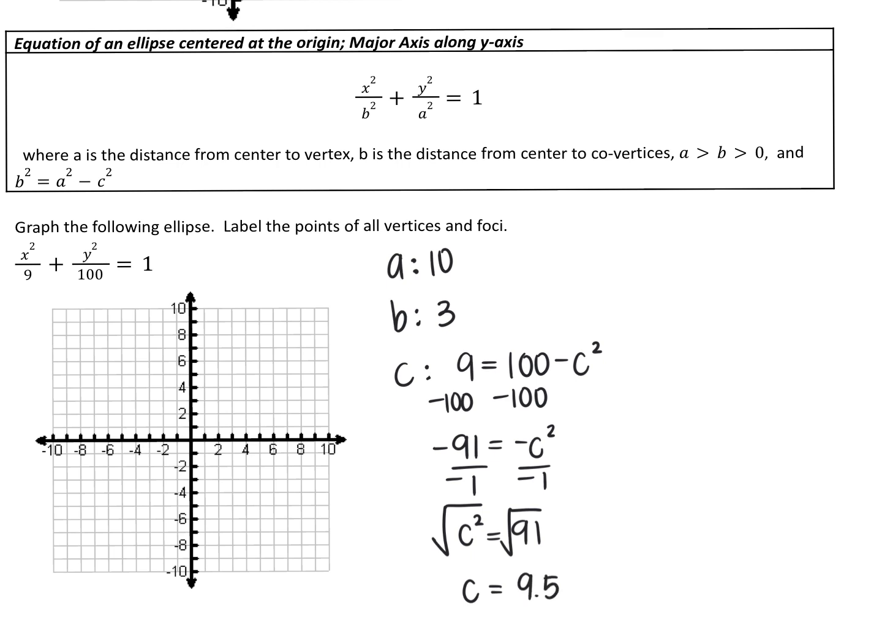So when I go to graph this, you got your center at 0, 0, my vertices at 10 and negative 10, along the y-axis. My co-vertices are going to be at 3 and negative 3 on the x-axis. And my foci are going to be on the same axis as my major axis, so at positive 9.5 and negative 9.5. And now we connect our points. And we have our ellipse.